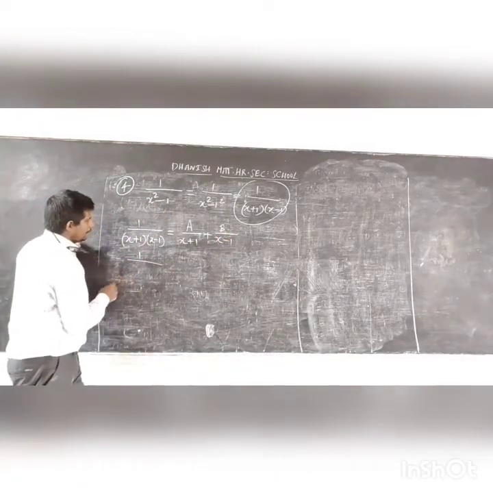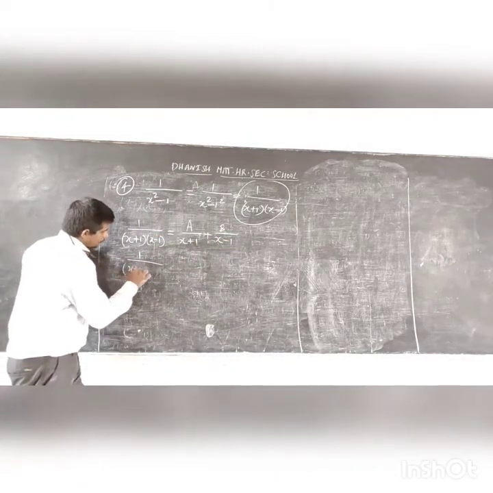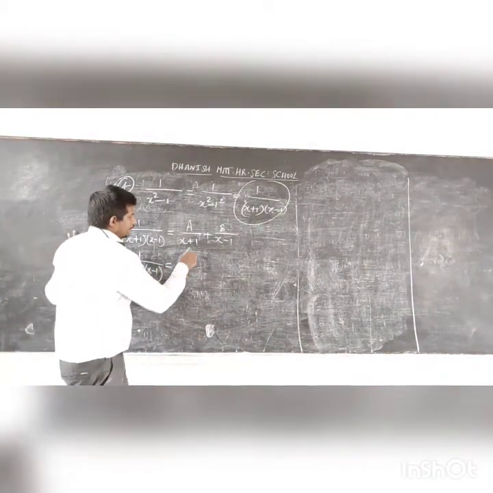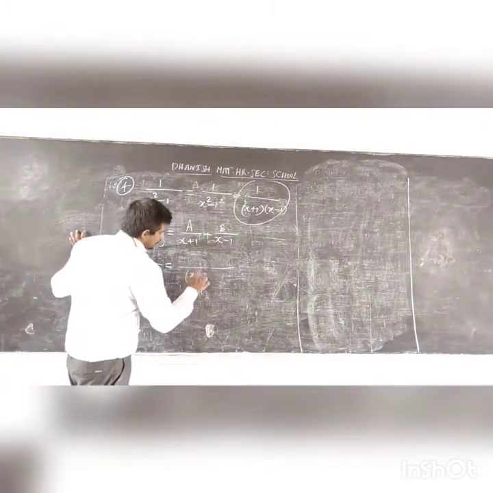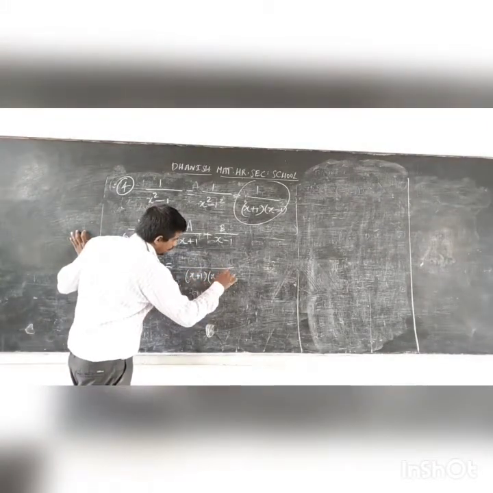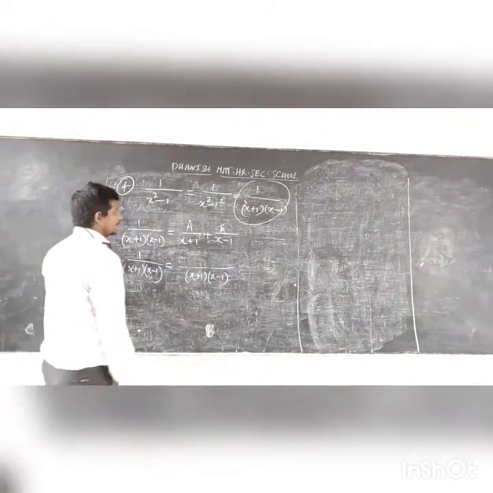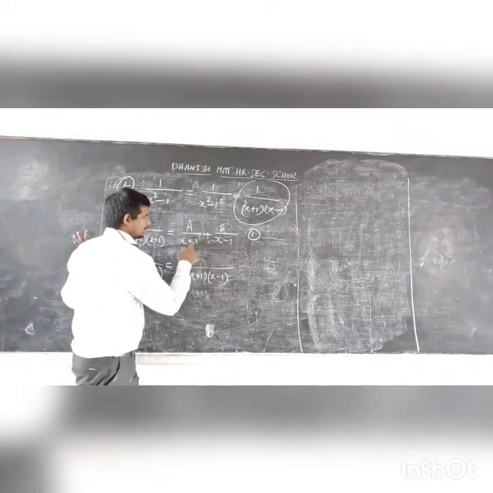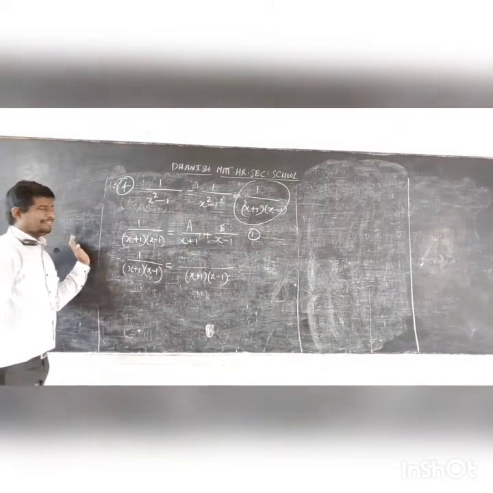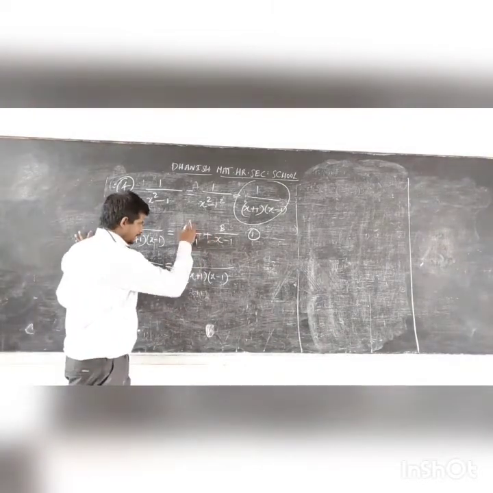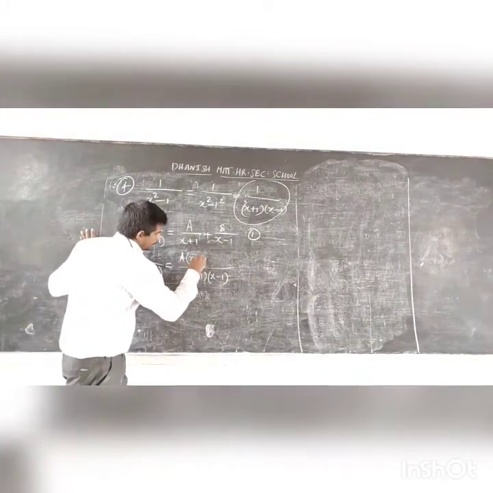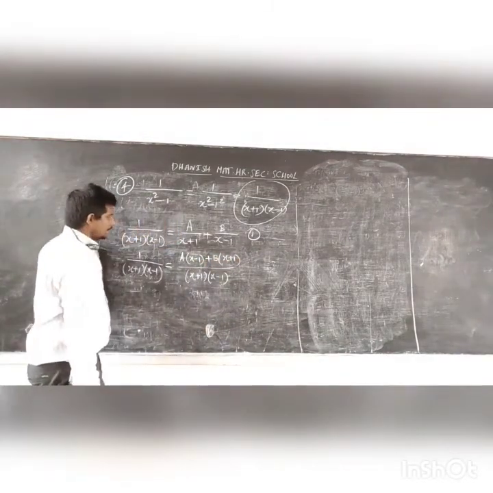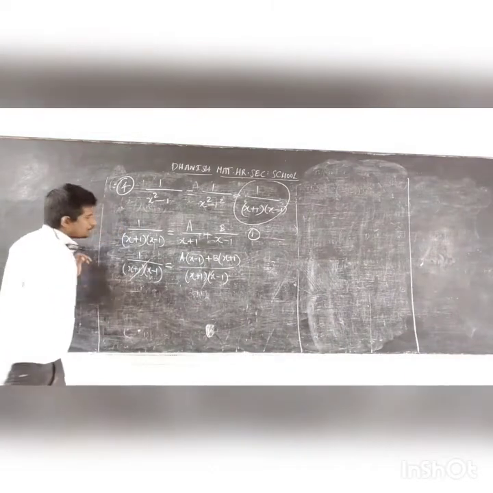Now the next step would be 1 by x plus 1 into x minus 1 equal to, now I'm going to take LCM as x plus 1 into x minus 1. Here you can take this as equation 1. Now here look at the denominator. Here the denominators are same, so we can cross multiply: A into x minus 1 plus B into x plus 1. The denominators are same, so it will get cancelled.